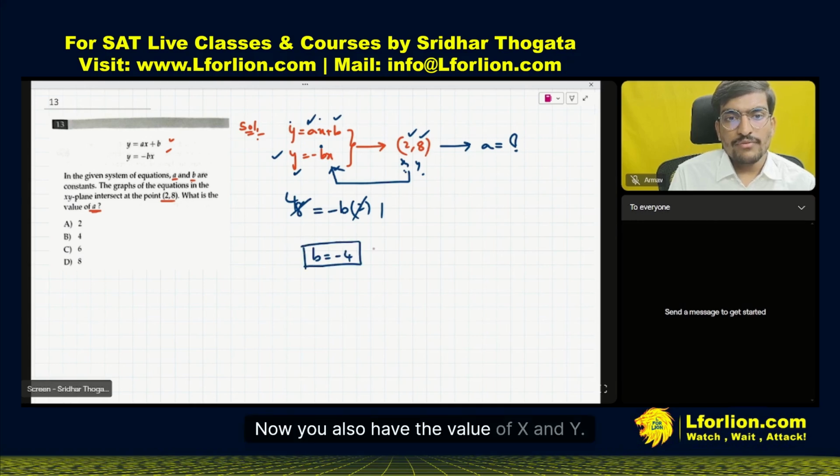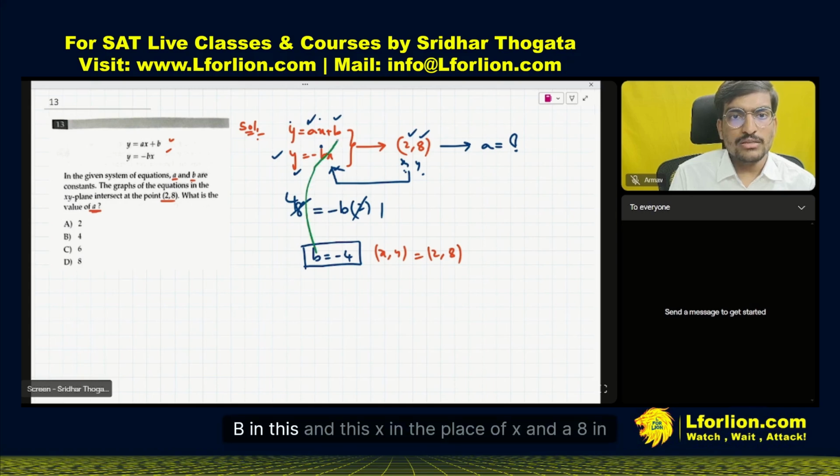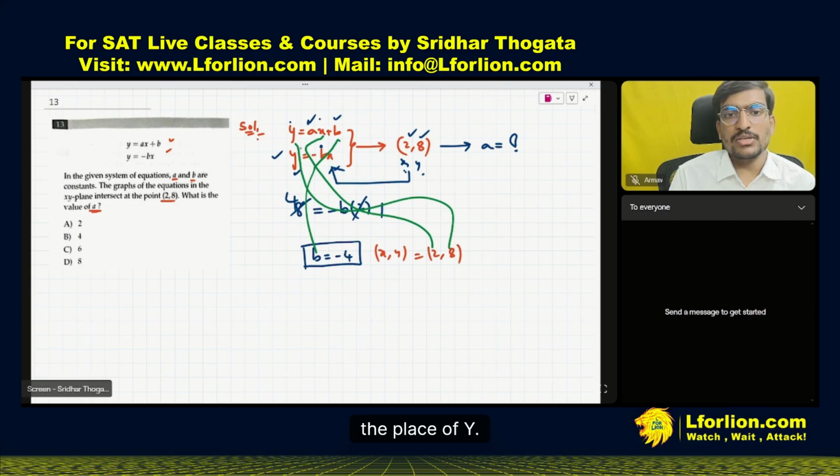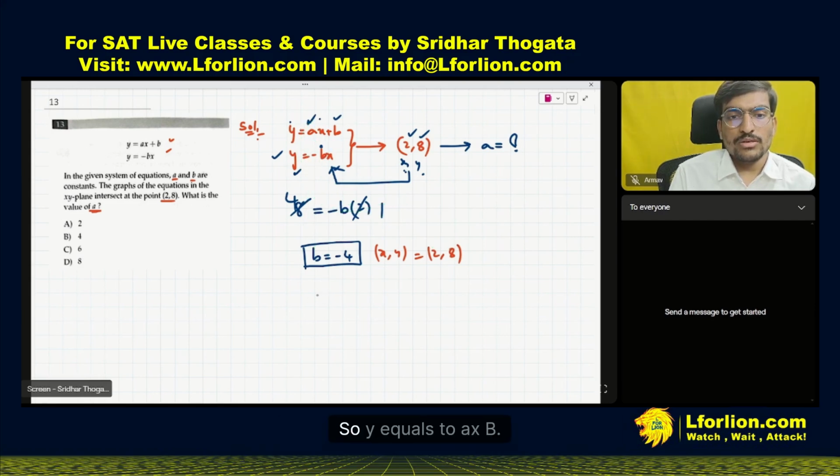Now you also have the values of x and y, I mean x, y equals 2, comma 8. You have all these 3 values, where you can put b, and x in the place of x, and 8 in the place of y. Then you can get the value of a by substituting all these 3 in equation 1. So y equals ax plus b. Just substitute these things. b equals negative 4. So 8 equals, so 2a equals 12, a equals 6.